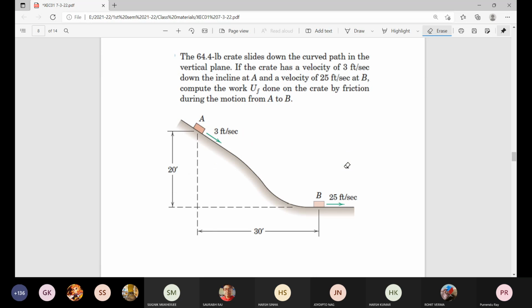Now, similar kind of thing involving friction. The unit here is in the foot-pound-second system. Now that 64.4 pound crate slides down the curved path in the vertical plane. If the crate has a velocity of 3 feet per second down the incline at A and a velocity of 25 feet per second at B, compute the work. The notation used here is U_F, the work done on the crate by friction during the motion from A to B.